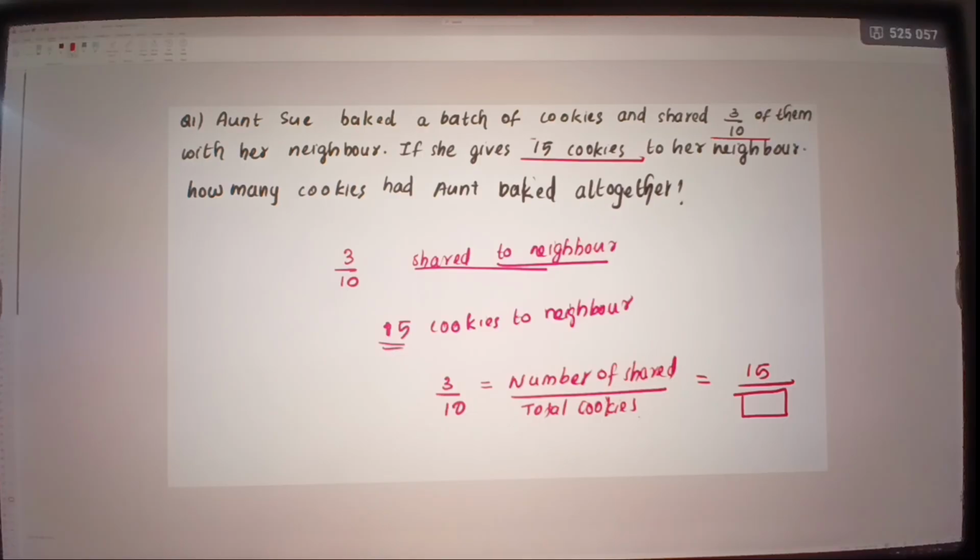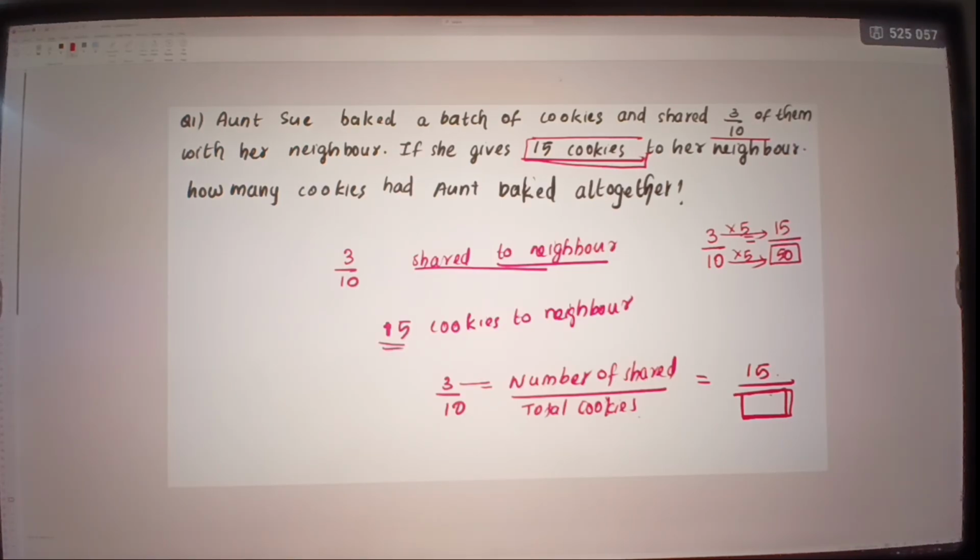So it is already given 15 cookies she shared. So 15 over, we don't know what the total number is. So you want to find the total number. So 3 times what gives you 15? 3 over 10 is the same as 15 over something. So 3 times 5, so 10 times 5. So 50. So she made 50 cookies. So you want to make an equivalent fraction and find the unknown thing.